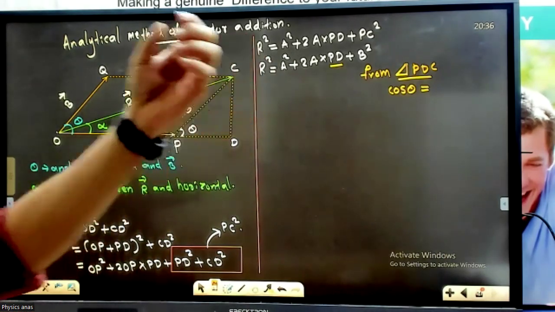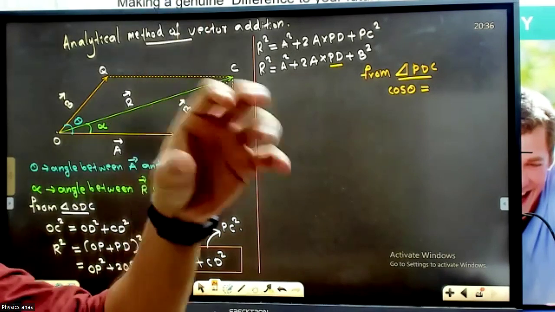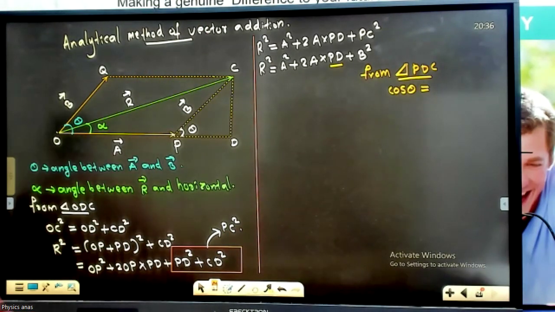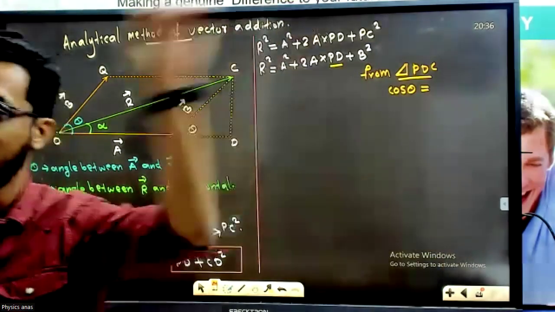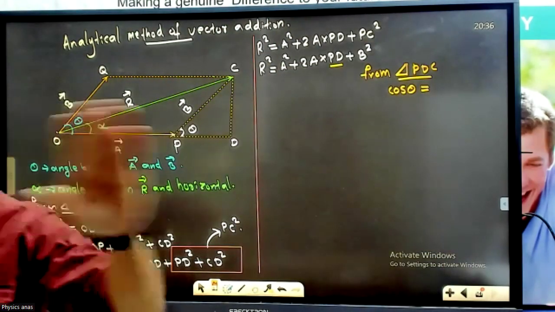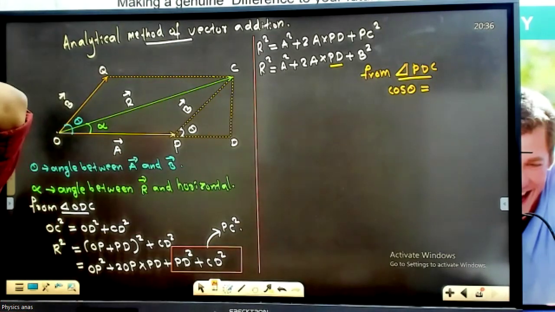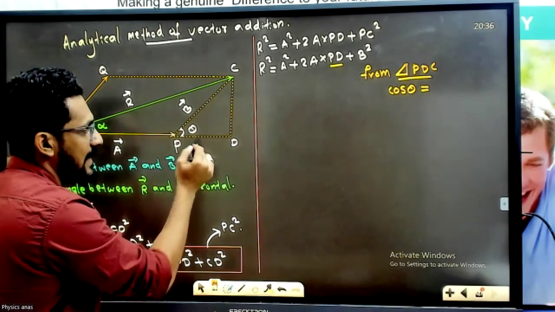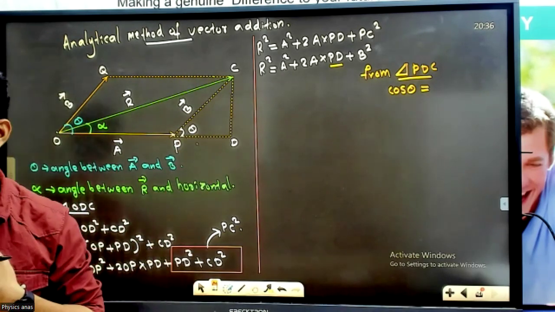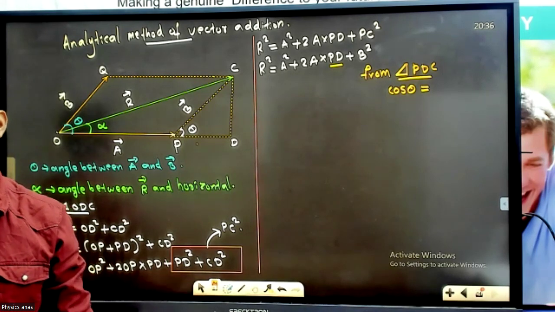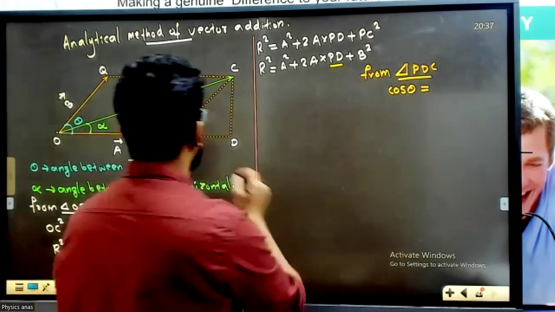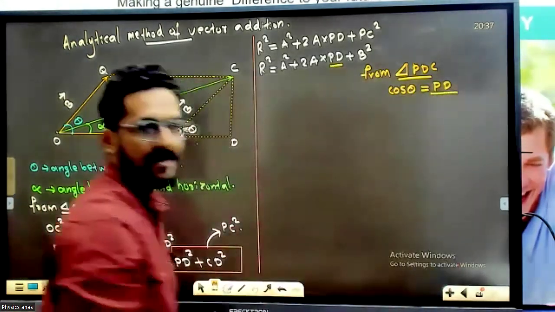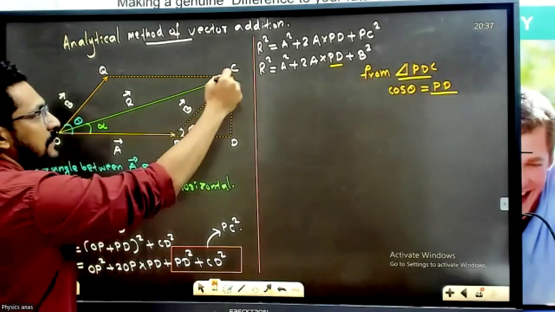You have to remember the trigonometric identities of a triangle: sin theta, cos theta, and tan. What is sin theta? Sin theta will be opposite side by hypotenuse. What is cos theta? Adjacent side by hypotenuse. So theta has an adjacent side PD. We need PD, so you can take cos theta. Cos theta is equal to adjacent side divided by hypotenuse. Who is hypotenuse here? PC.